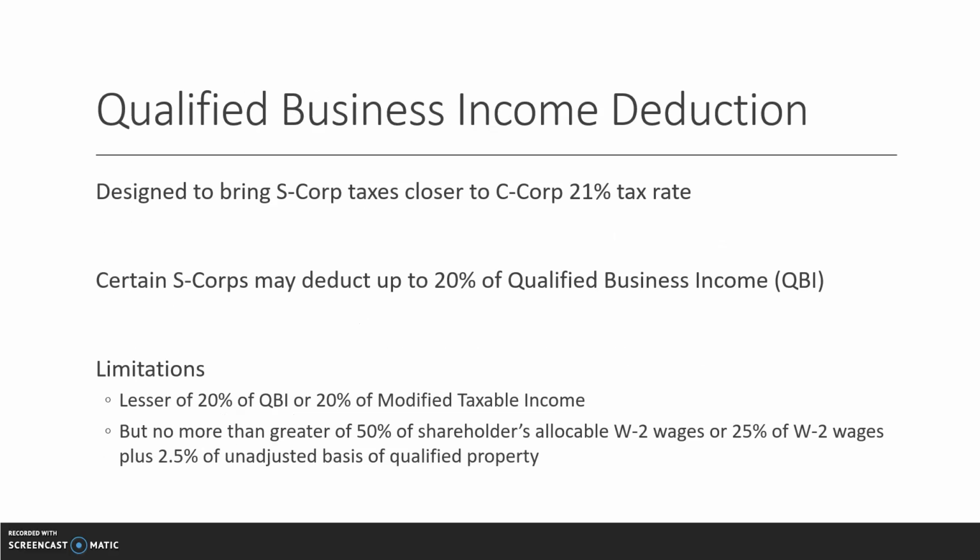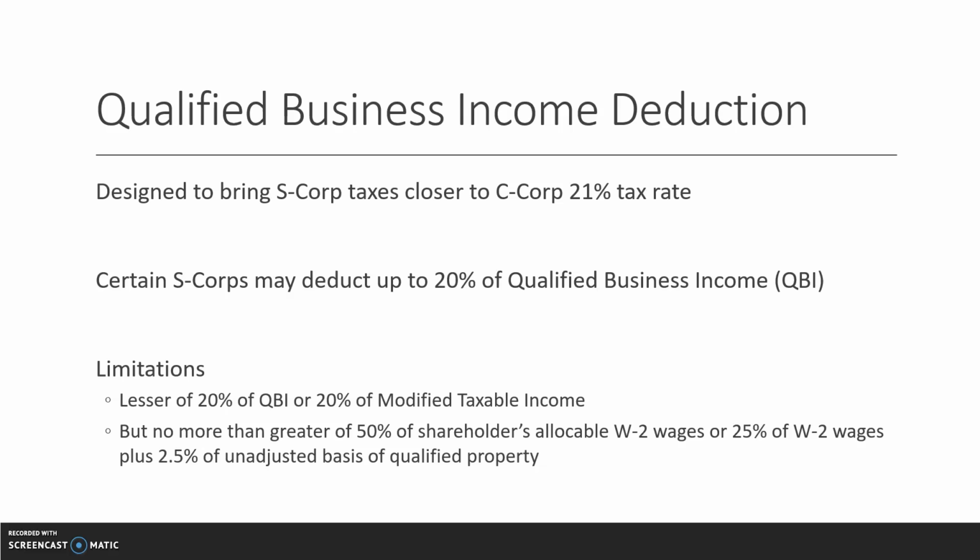All right, so coming into the qualified business income deduction, this is set up to make S Corp taxes closer to the new lower C Corp tax rate. So if you're taking the full 20% deduction, that's going to bring the S Corp's effective tax rate down to like 29.6% if you ignore all the other taxes, like payroll tax. Now there are some limits to this. So certain S Corps can deduct up to the full 20% of qualified business income, but there are the limitations.